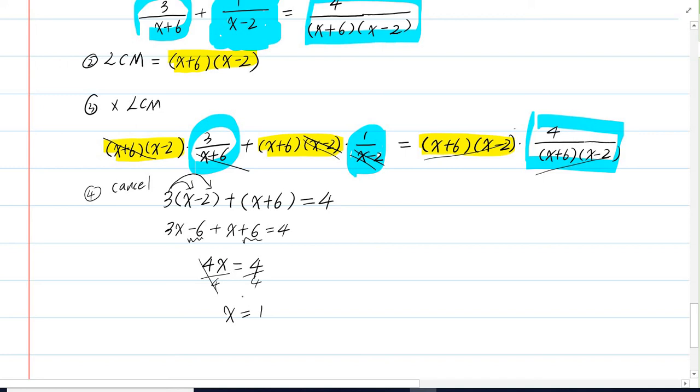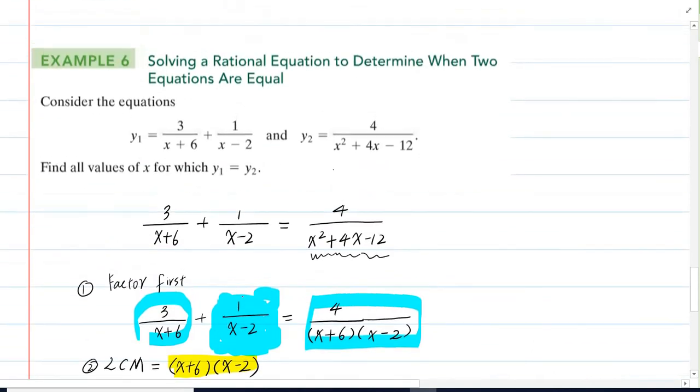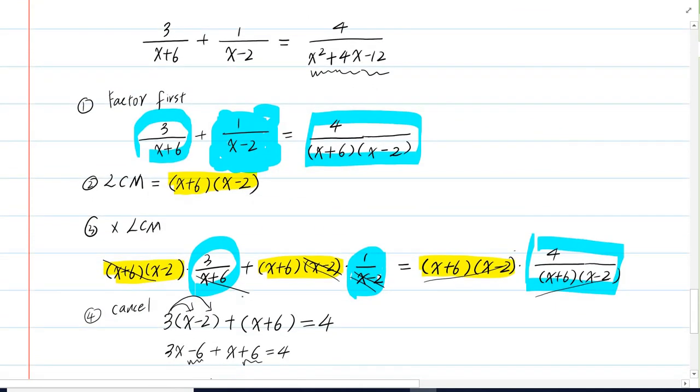Okay, let's go back really quick. So let's explain this. The question's asking you to consider 2 equations, y1 and y2, and find all the values of x for which y1 equals y2. Step 1 is really the beginning: you set the 2 equations equal to each other. Then we just treat it as a rational equation, and we're going to solve the rational equation here.